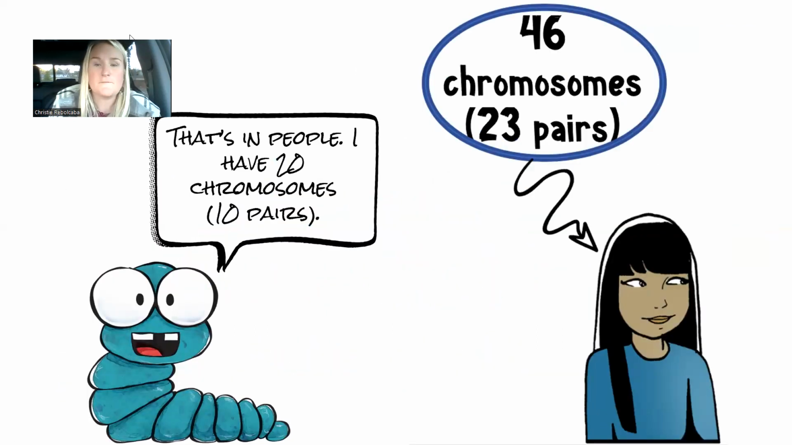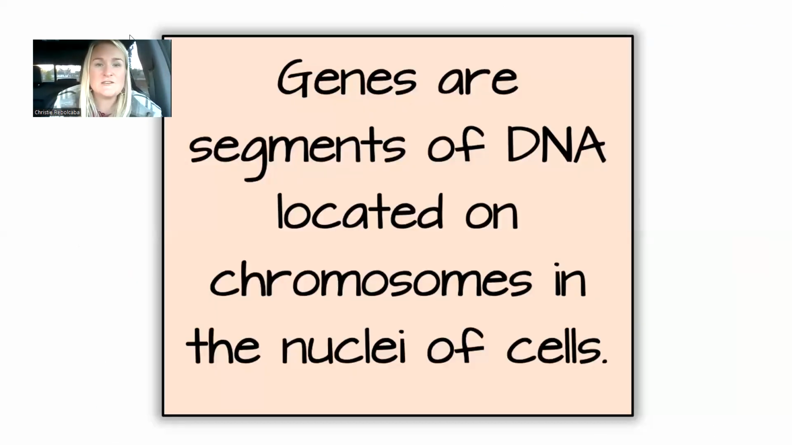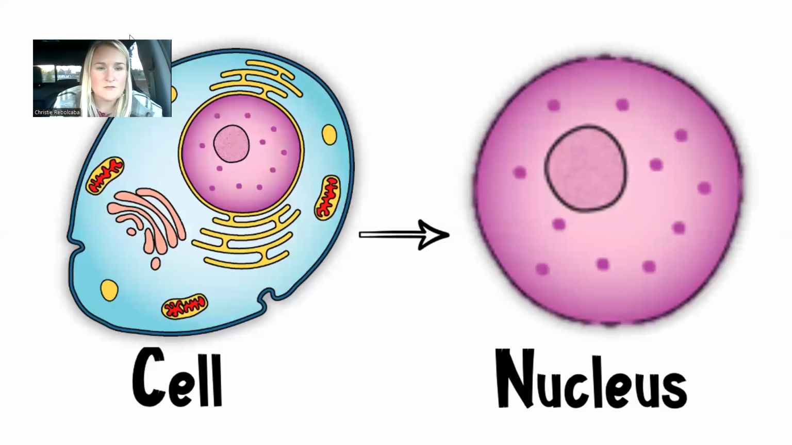Okay, so there are 46 chromosomes in a human, so 23 pairs. For example, hair type is determined by genes. Genes are segments of DNA located on chromosomes in the nuclei of cells, or in the nucleus. So here we have our cell. We have done the cell organelle unit, and we have our nucleus and our nucleolus.